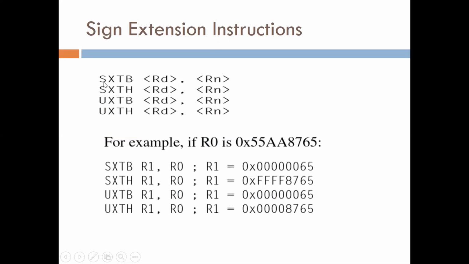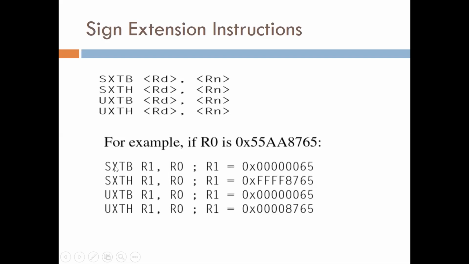Now let us see the first instruction, SXTB Rd, Rn. The next instruction is SXTH Rd, Rn. Now, as I have considered the source register and destination register for all the instructions here as R0 and R1 respectively, I'll assume the R0 content as 55AA8765. It can be any data. We are considering 55AA8765.